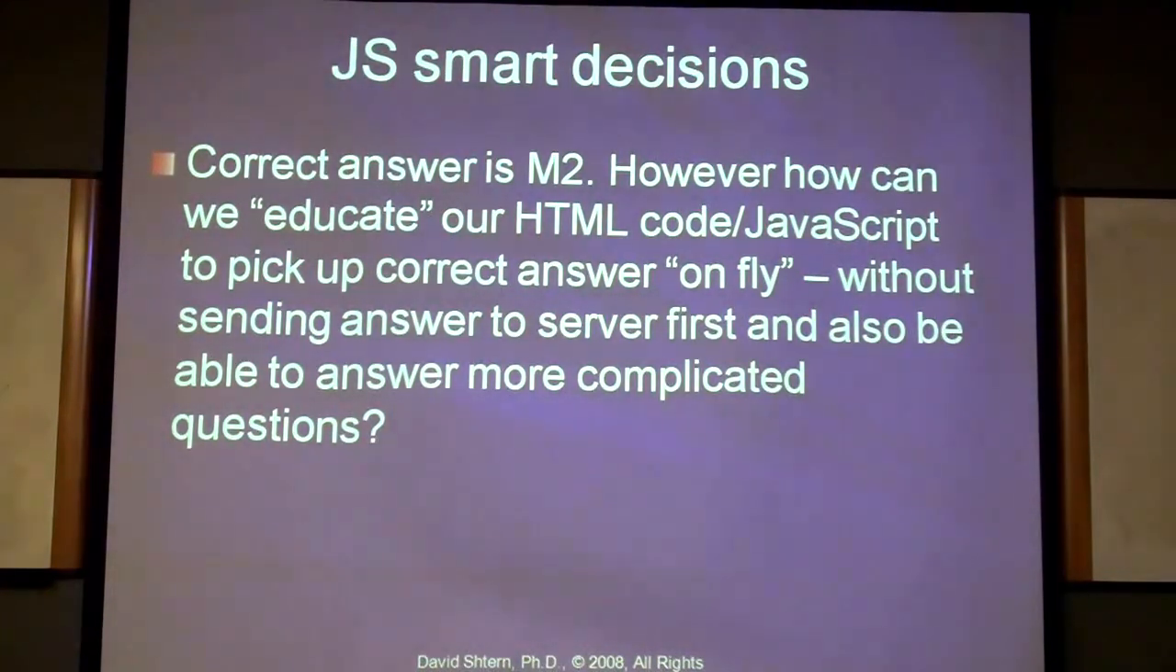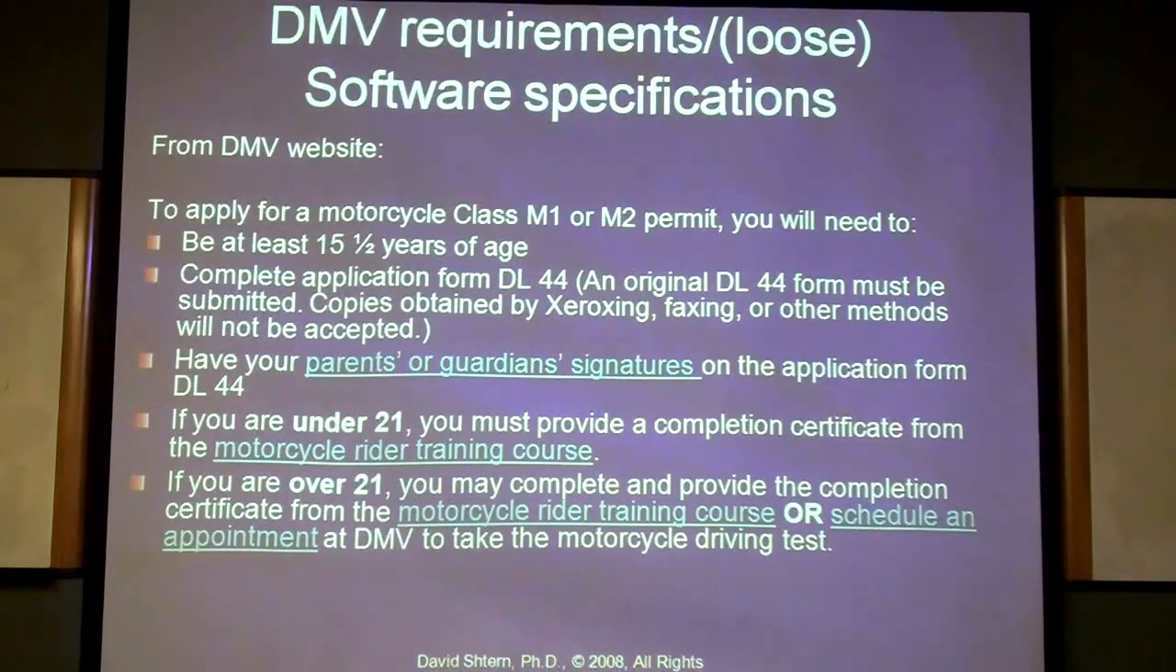Now, the correct answer is M2, but you should instruct the HTML code, as we said, to make the decision by itself, without asking the DMV and without connecting to other services. So this is actually a page from the motorcycle brochure, and this can serve as software requirements for our page, which we are going to develop.